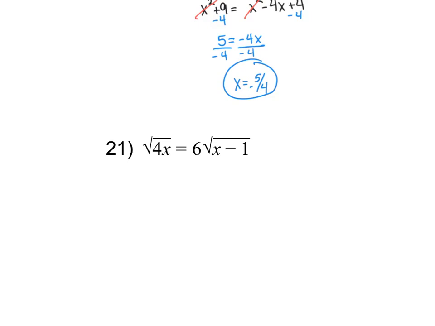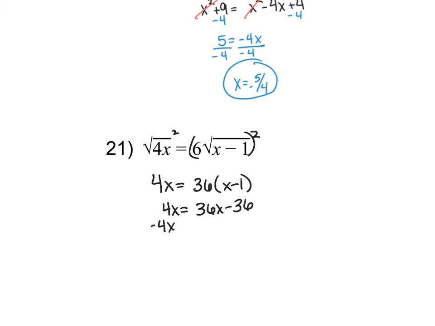All right, so for 21, we're going to start by squaring both sides. So this gives us just 4x. Don't forget about that 6 to square him. So that gives me 4x equals 36x minus 36. I'm going to subtract this 4x and add the 36. So I get 32x equals 36. I divide by 32. When I take out the biggest number they have in common, which I think is only 4, you get x equals 9 over 8.